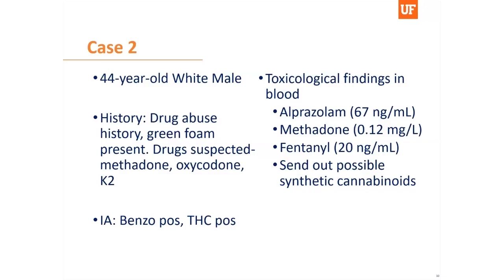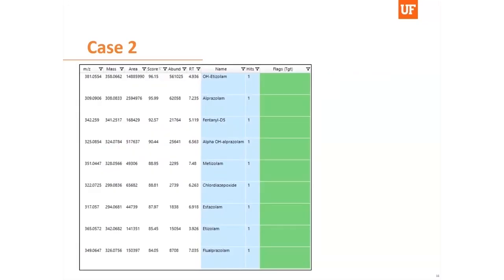Our comprehensive testing resulted in 67 nanograms per milliliter of alprazolam, 0.12 milligrams per liter of methadone, and 20 nanograms per milliliter of fentanyl. Additionally, since the medical examiner indicated the possible K2 abuse, a sample was sent to NMS for synthetic cannabinoid testing. With the identification of alprazolam, the presumptive screen positive for benzodiazepines was confirmed, or so we thought. This is a screenshot of the benzodiazepines that were identified in urine through our out-of-scope PCDL.